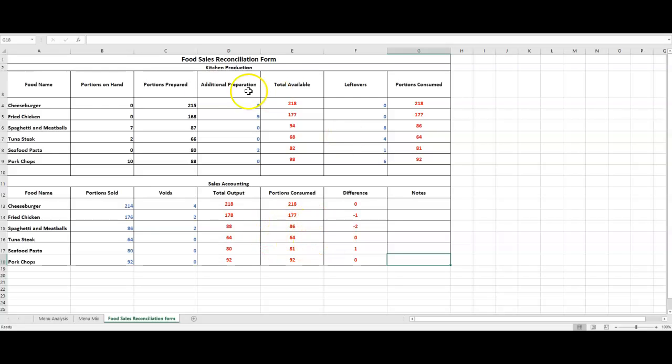But filled in, this is what it should look like for your food reconciliation form, which is your kitchen production and your sales accounting. If you have any questions, don't hesitate to let me know.